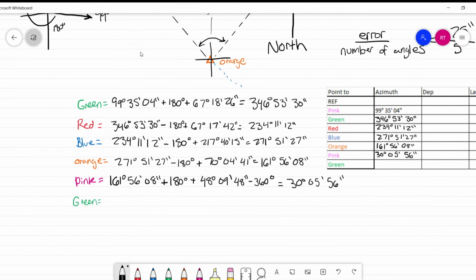Maybe it'll help us check our coordinates, but 30 degrees, 5 minutes, and 56 seconds plus 180 degrees plus 136 degrees, 47 minutes and 34 seconds is equal to 346 degrees, 53 minutes and 30 seconds. Hey look, that number matches this one. We did something right.